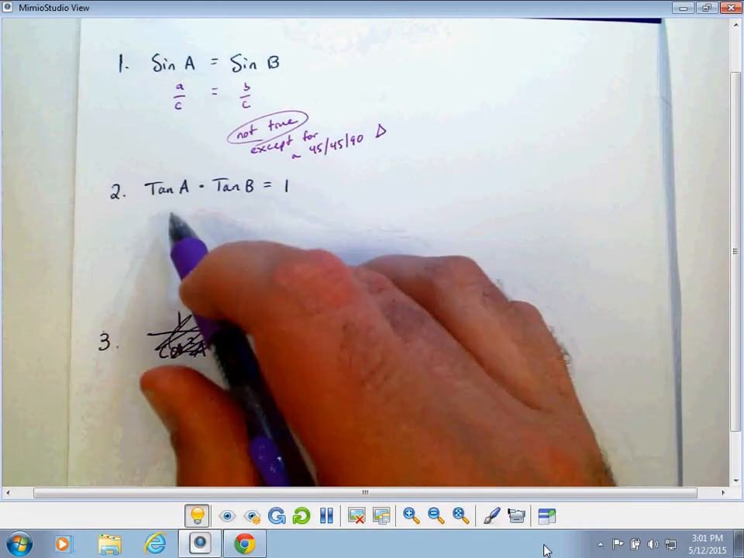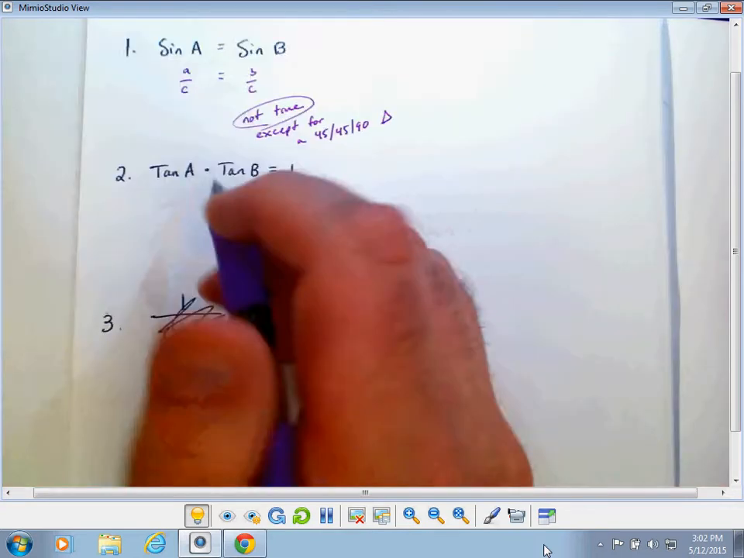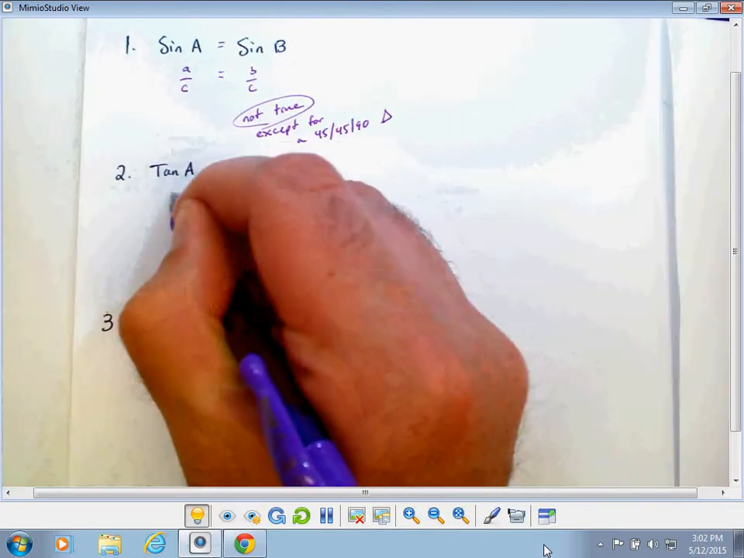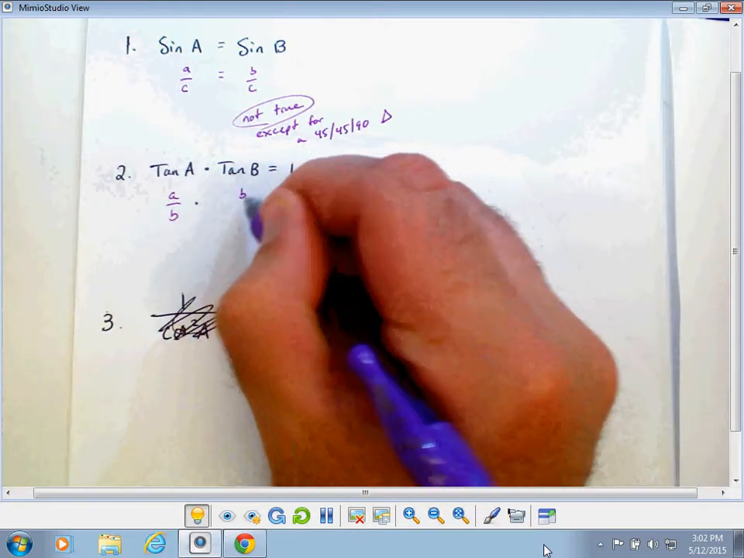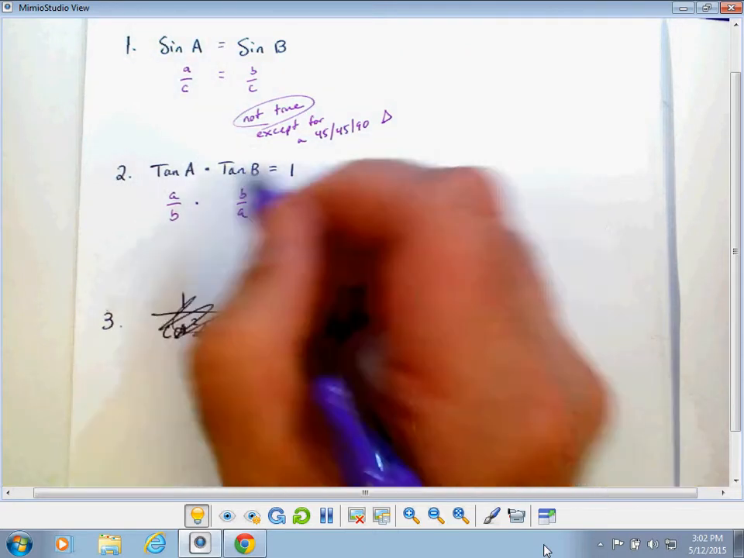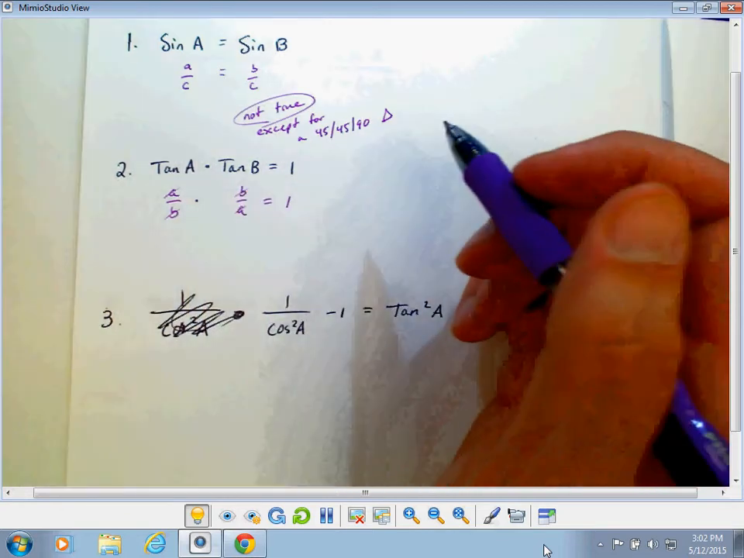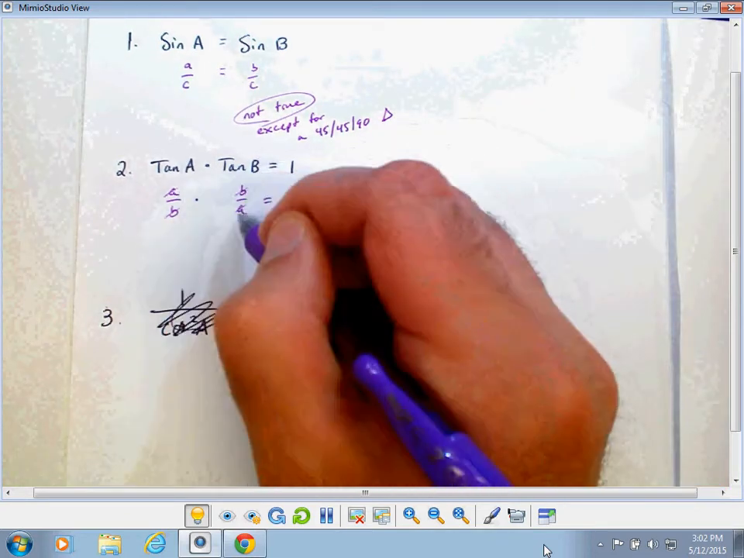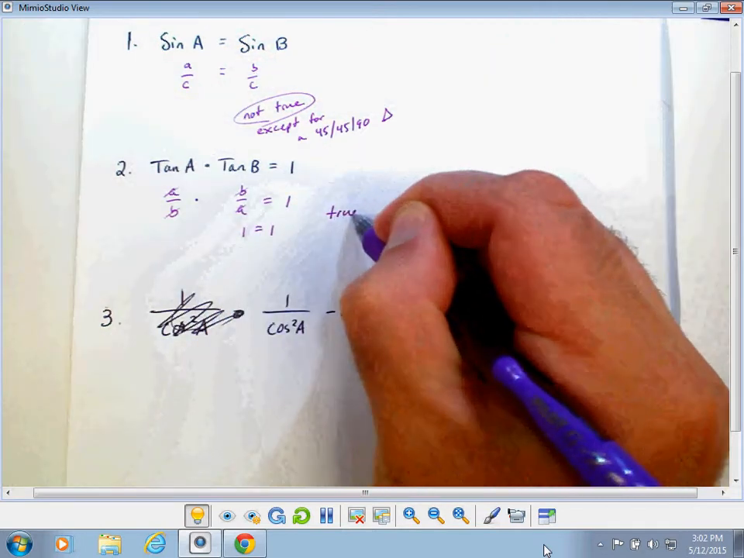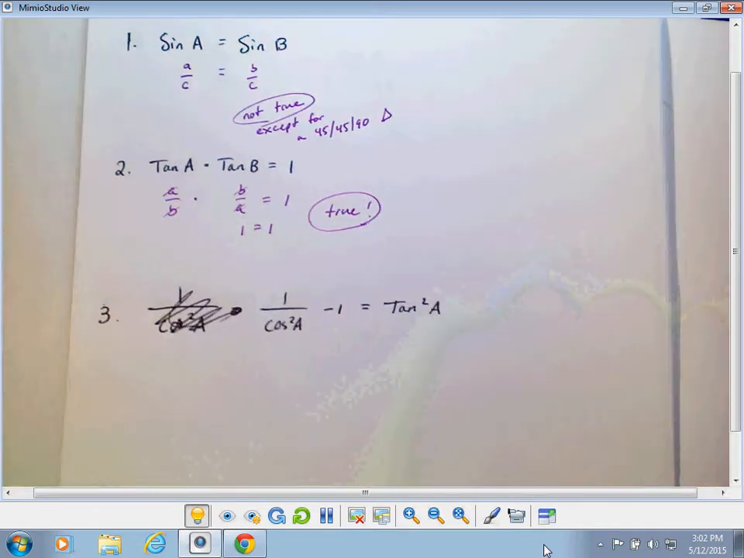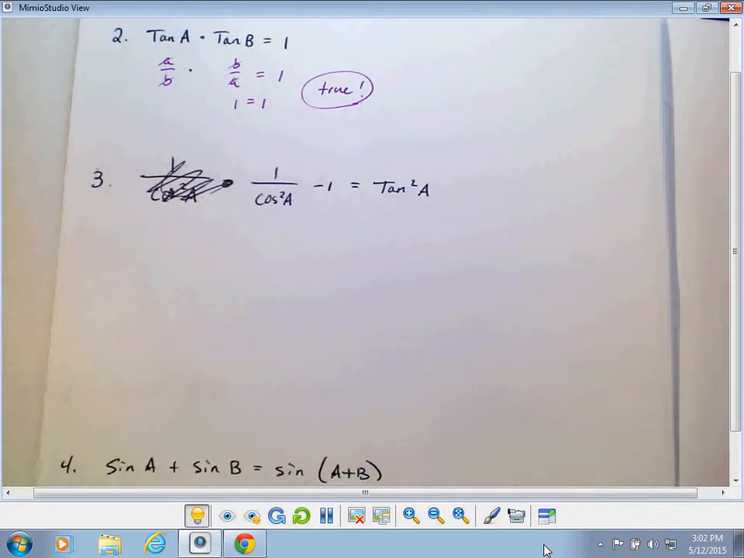Okay, this one, again, it seems kind of weird, right? Tangent of A times the tangent of B. Well, A's tangent, opposite over adjacent for angle A, would be A over B, and then the tangent of B would be B over A, which equals 1. Well, we would say A cancels and B cancels. But when you have things that cancel, they don't disappear, they equal 1. A divided by A is 1, and B divided by B is 1. We get 1 equals 1. This is true. Kind of a crazy one. Simple, but true. See how we're just using the basic letters to prove these things?